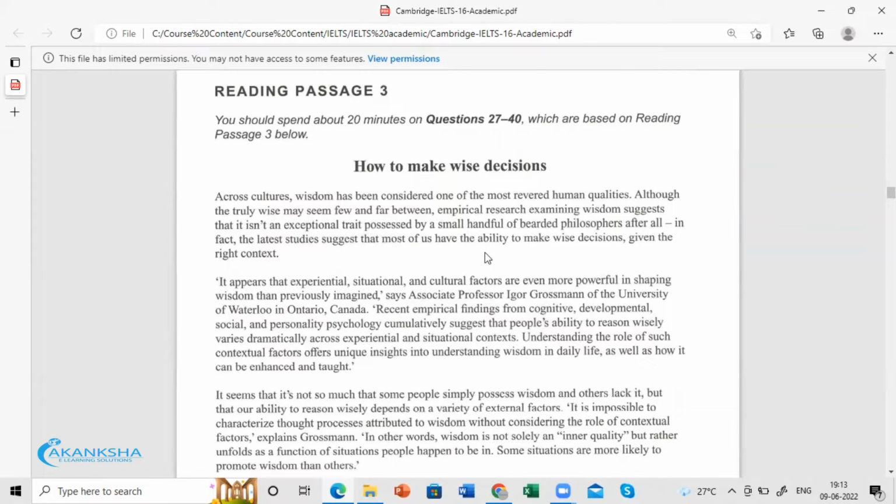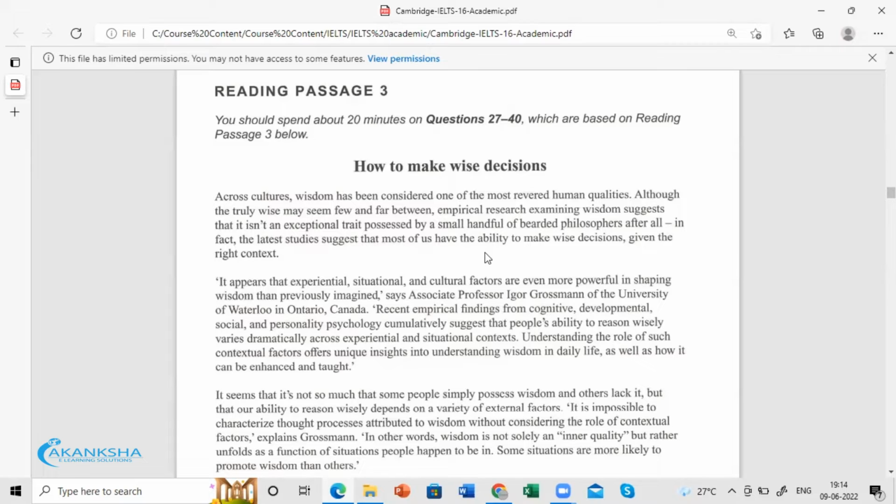That's how it is. The first thing that you're supposed to do is to see the heading of the passage, like how to make wise decisions. Wise, as you know, means intelligent. How to make wise decisions, how to make intelligent decisions. That's exactly what we need here.